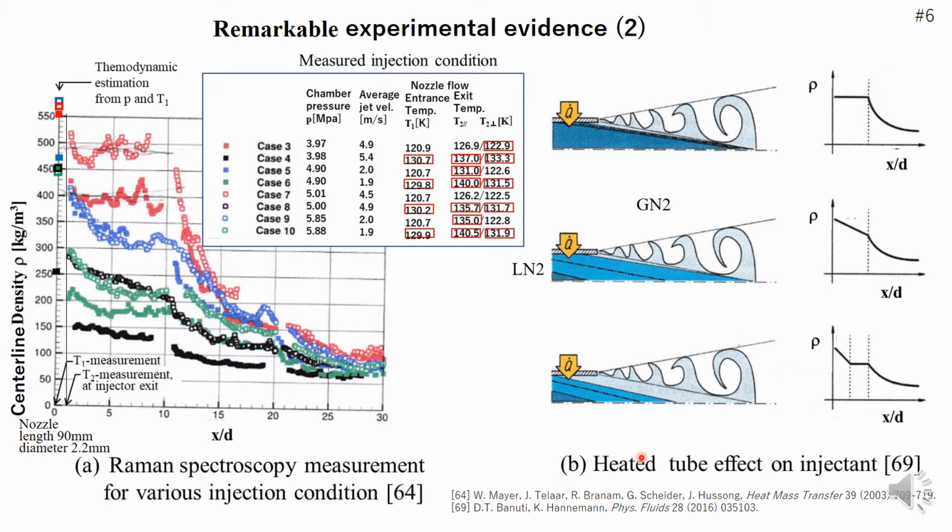Figure B shows Banuti and Hahnemann's model explaining the actual density profile changes in Figure A in terms of the PB concept caused by the tube wall heat transfer and subsequent Kelvin-Helmholtz instability and turbulent mixing.